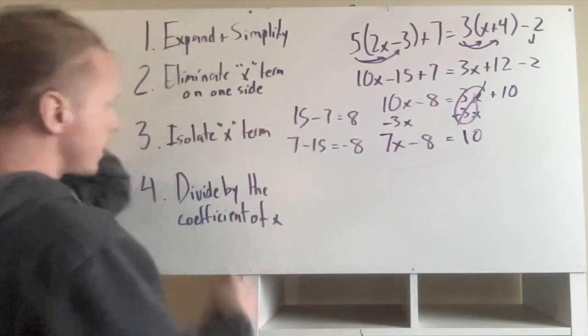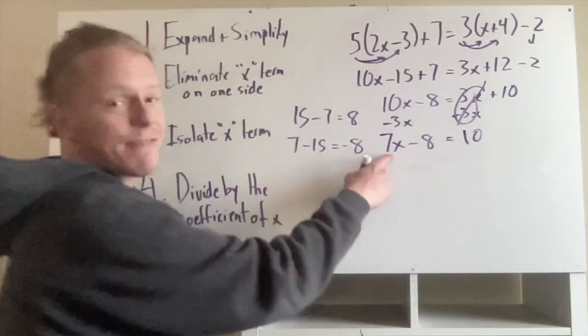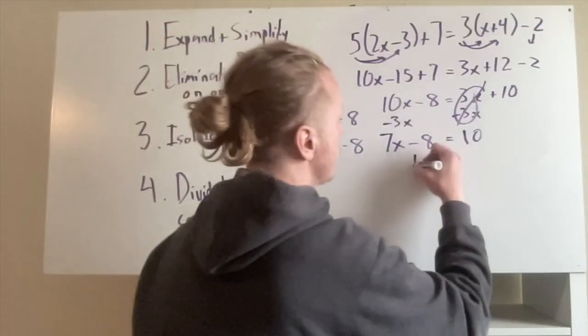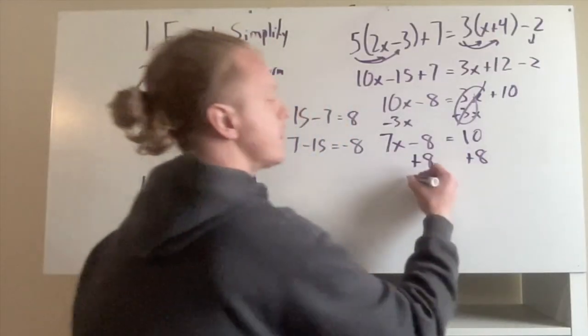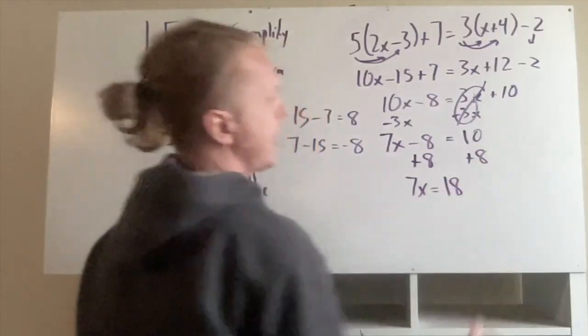All right, that was step 2, eliminate the x term on one side. Done. Step 3, isolate the x term. I want to get 7x alone. What's stopping it? The minus 8. So we add 8 to both sides. We're just left now with 7x equals 18.